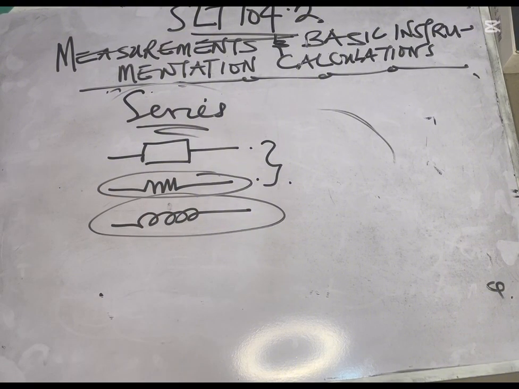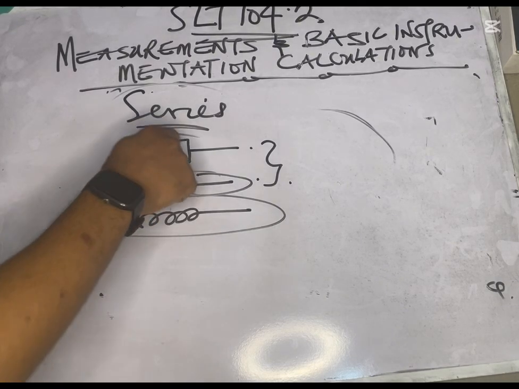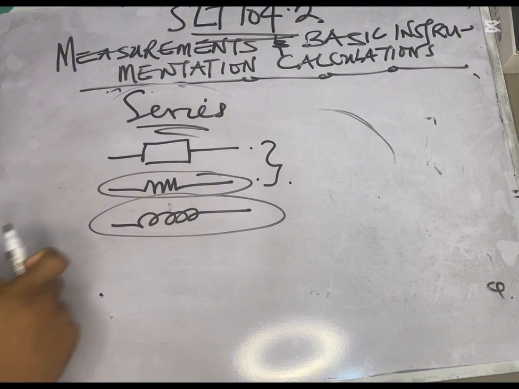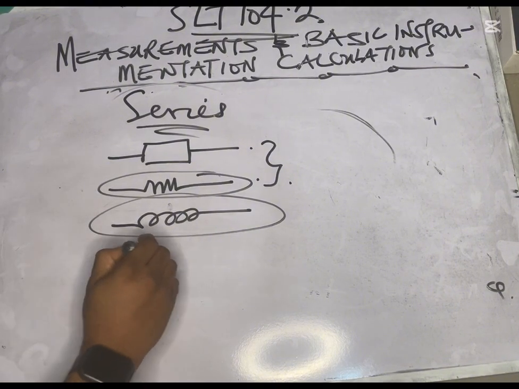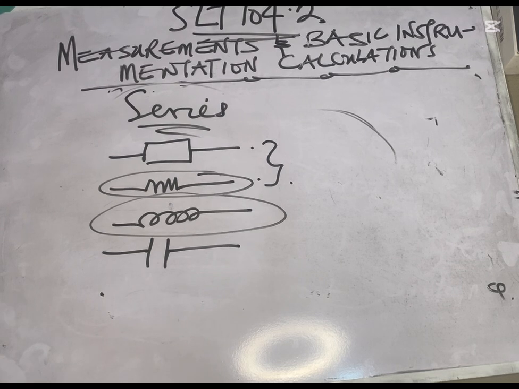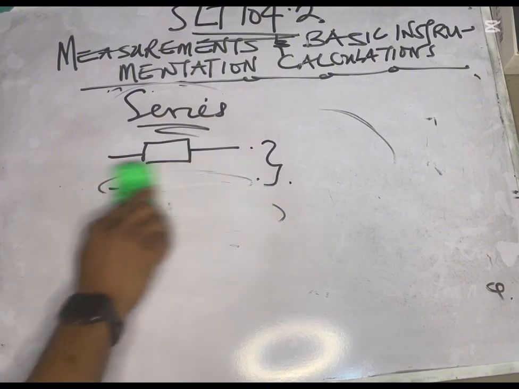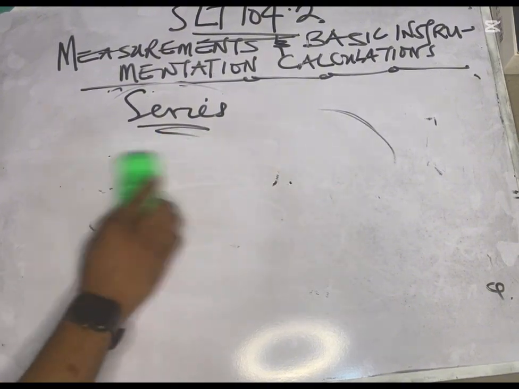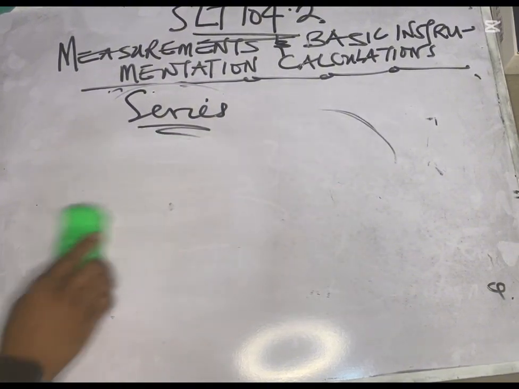So the second one, like I said, is inductors. This one is, of course, a resistor. This is also a resistor. Capacitors in a circuit are like this. This is how you know that this is a capacitor in a circuit. But we are not looking at capacitors right now. For a start, we are looking at resistors in a circuit. So, resistors in a circuit connected in series.